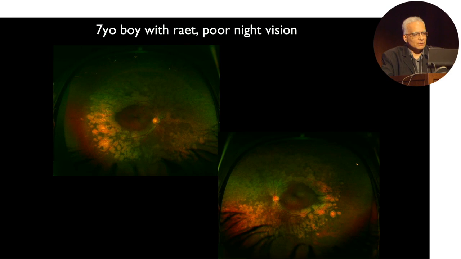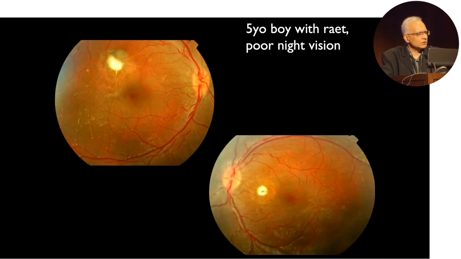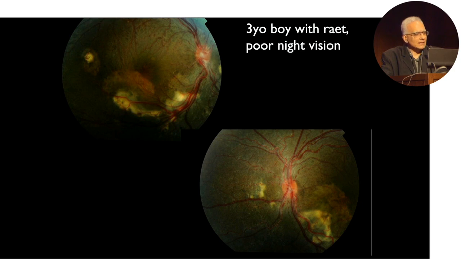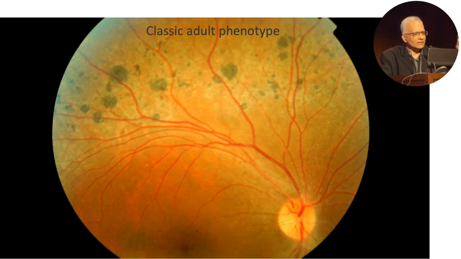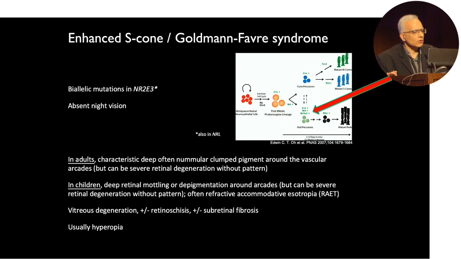Another child, very similar presentation. It's a recurrent phenotype. Sometimes they come in with some retinal fibrosis. It can be more extensive. Adults classically have these nummular pigmentations around the arcades, and also the foveal schisis. We know enhanced S-cone syndrome is related to biallelic mutations in NR2E3. Sometimes it's related to mutations in NRL, which is in the same pathway. They have absent night vision, and again, they have a very characteristic retinal appearance.